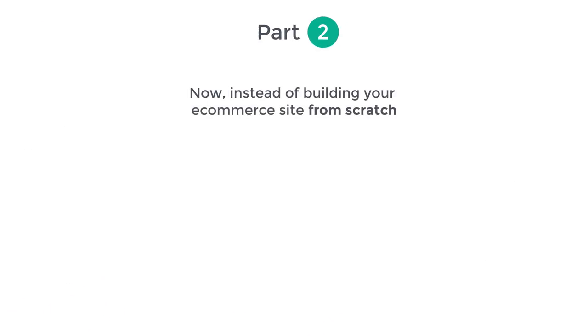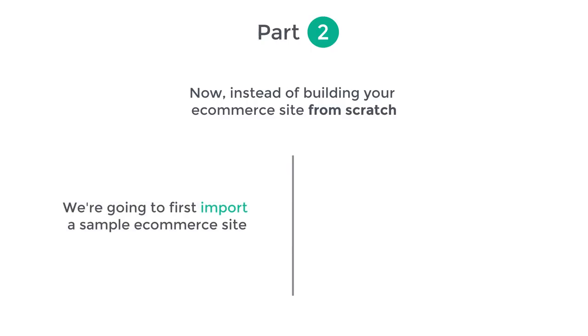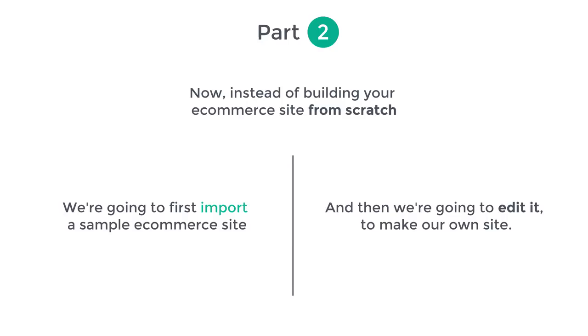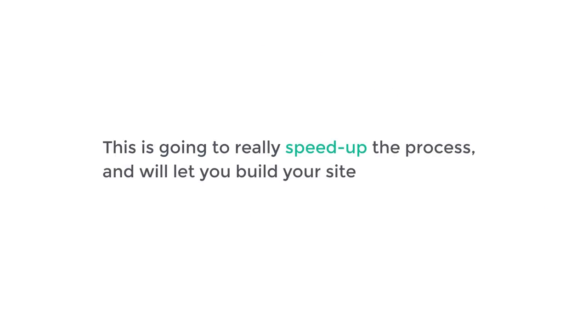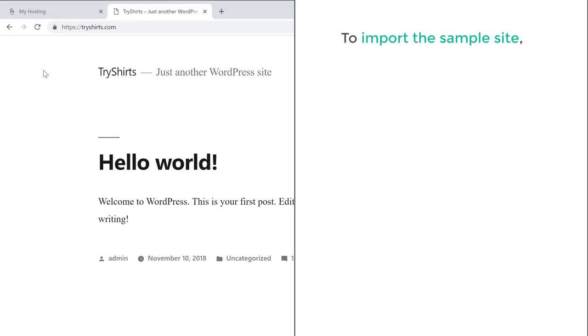Now instead of building your e-commerce site from scratch, we are going to first import a sample e-commerce site. And then we are going to edit it to make our own site. So this is going to really speed up the process and will let you build your site in a much faster way. So to import the sample site, we are going to do 2 steps.